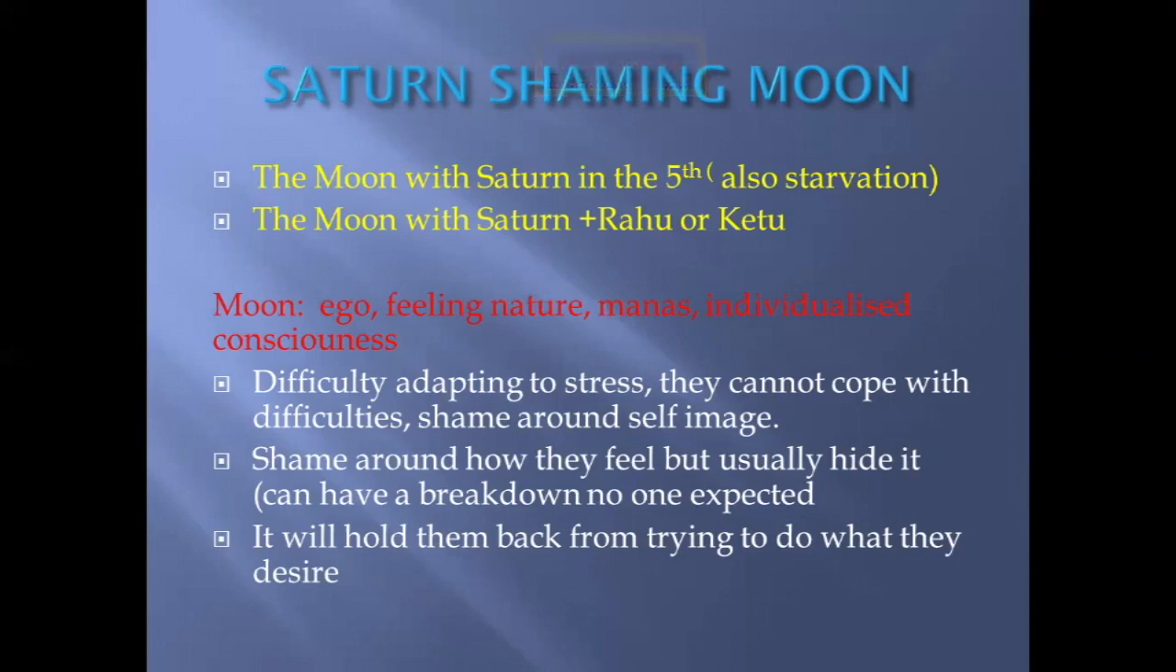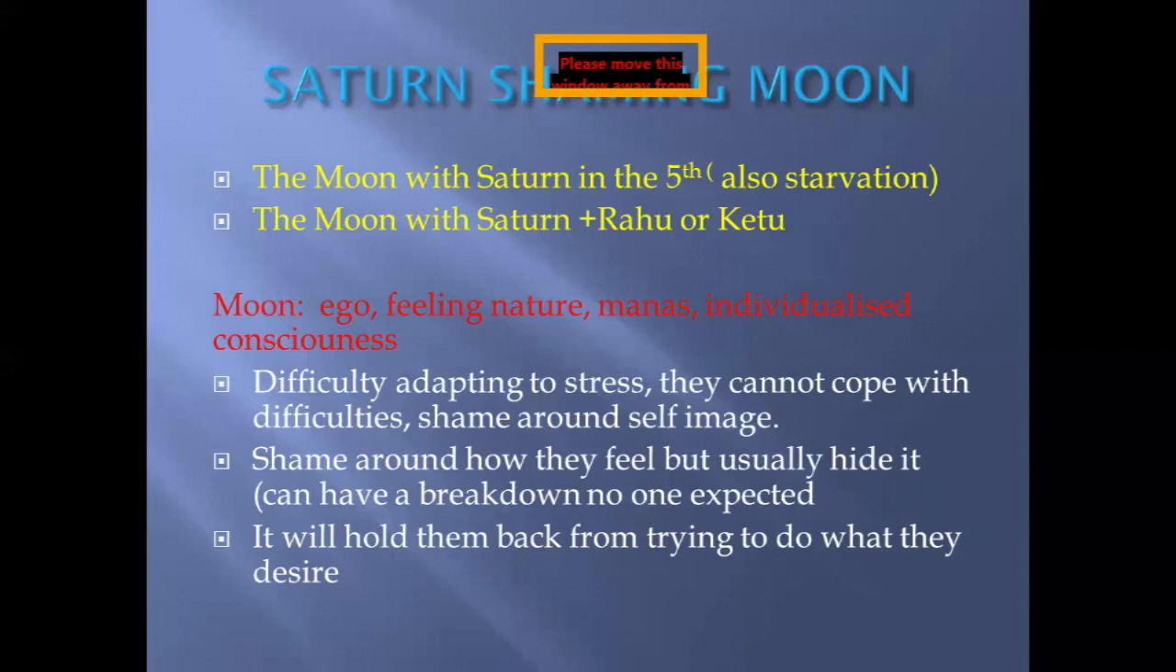So let's remember that the Moon is our ego, our feeling nature, our manas, our individualized consciousness. So a person with a Moon that is shaped by Saturn will have difficulty adapting to stress. They will not be able to cope with difficulties, and they will have shame around their self-image. The Moon is also our self-image. They will feel shame around how they feel, but they will try to hide it.